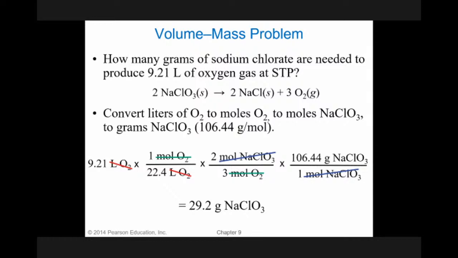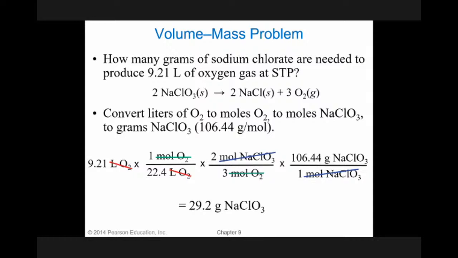You add the mass of each element in NaClO3, and 3 times the oxygen. 22.99 plus 35.45 plus 16 times 3, and you get 106.44. Very, very good. So that's what we call molar mass.